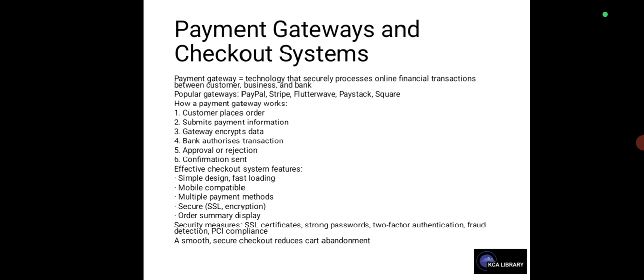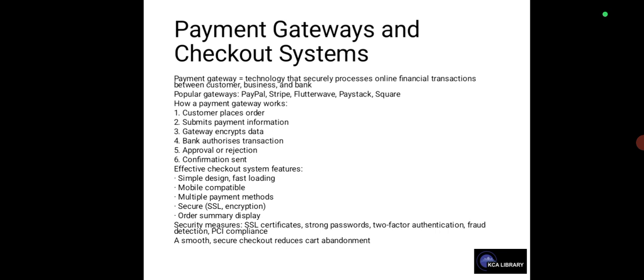One, customers pay first. The customer has to place order, then submit payment information. Then gateway encrypts the data and bank authorizes transaction. Okay, it can be approved or rejected. Then after that, a confirmation will be sent.